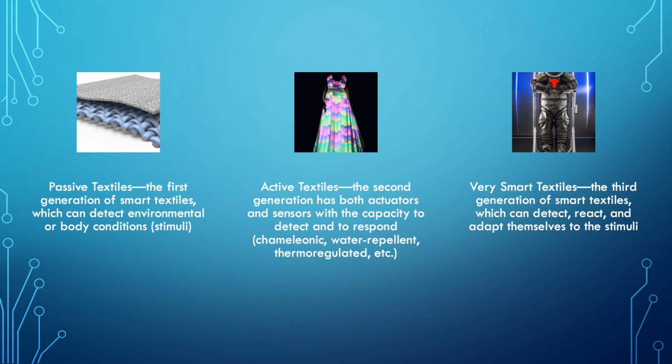Active smart textiles are considered the second generation, meaning they have the capacity to sense and react to external stimuli through sensors and actuators. Very smart textiles are classified as the third generation, hence can sense, react, and adapt themselves in a logical, programmed manner according to the stimuli.